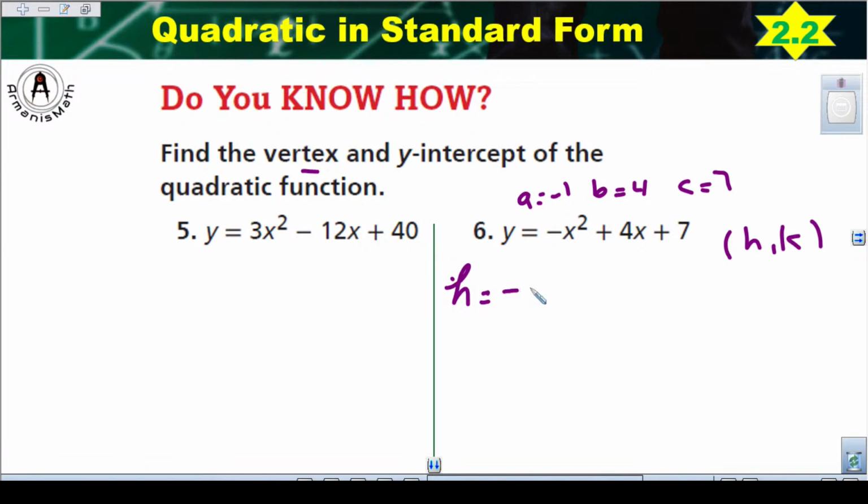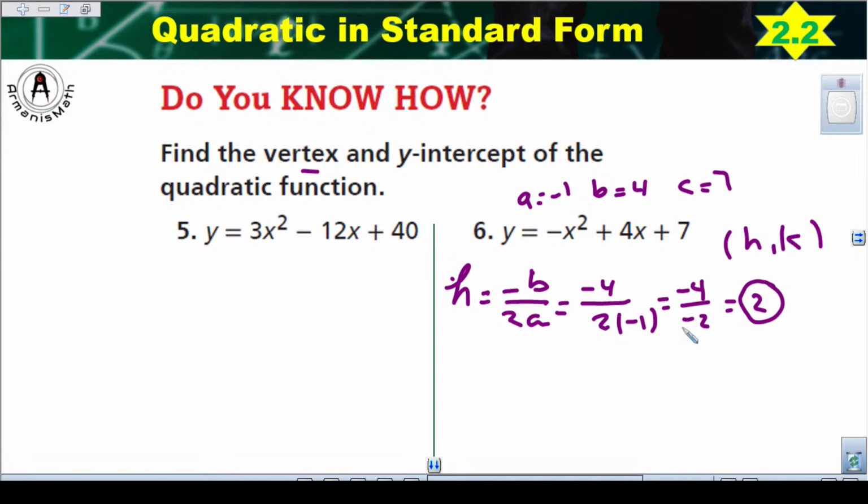Be careful with the -B, not just the B, over 2A. So, okay, good. So I've got -4 divided by 2 times -1. Basically, you're saying -4 over -2, which is a 2. Is that how you did it, Giovanni? Because you gave me the answer right off the bat, like just a 2. Okay, 2 is the correct one, and I'm going to fill this in here. So 2 is my H. Now I'm looking for the K.